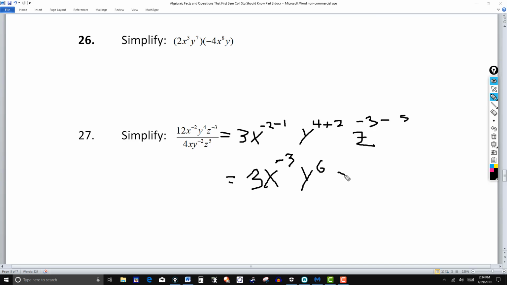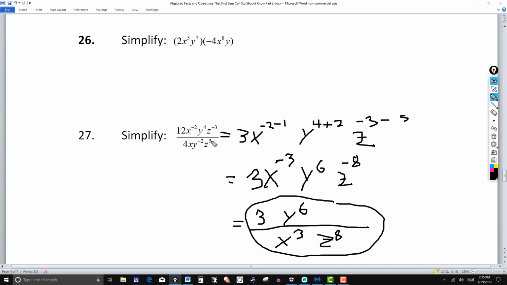Okay, and then we want to write the answer so the exponents are positive. So in this particular case, all we have to do is this: x to the negative 3, we want x to the positive 3, just take it to the denominator. That's another way to do it. Okay, and then this is just going to be y to the 6. That's already positive, so that stays in the numerator. z to the negative 8, okay, bring it to the denominator, z to the 8th. That's your solution. Okay. That'll conclude this video.